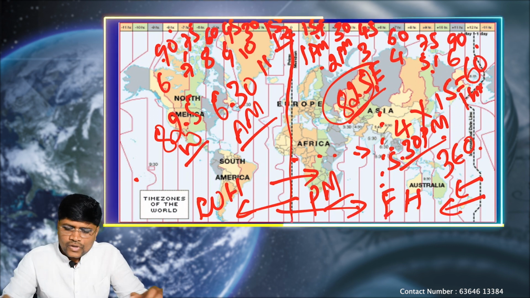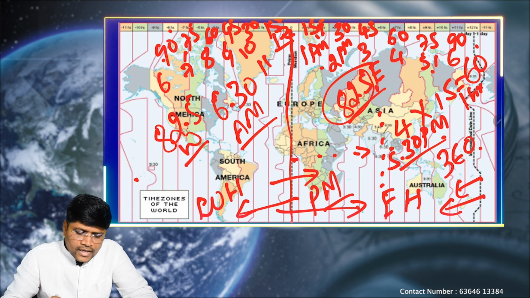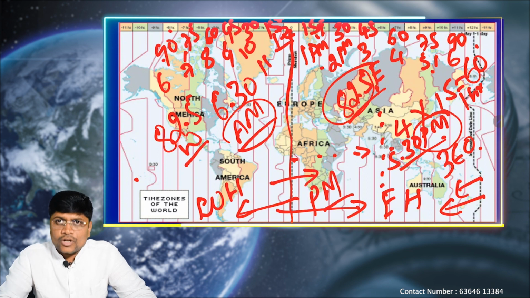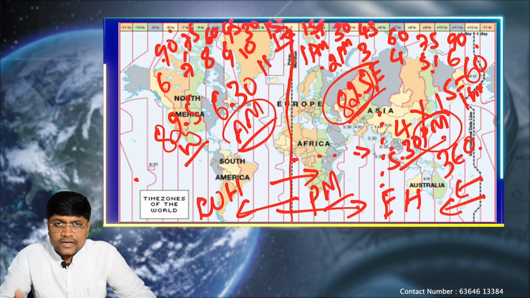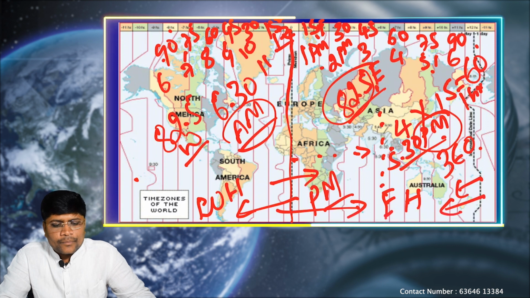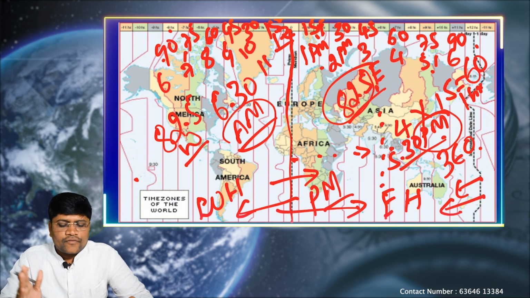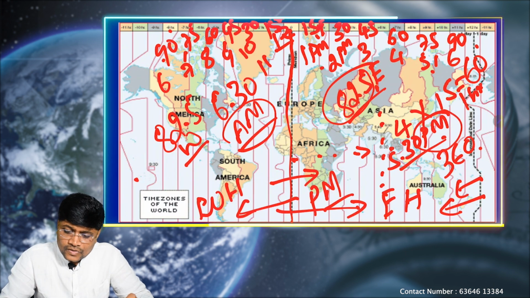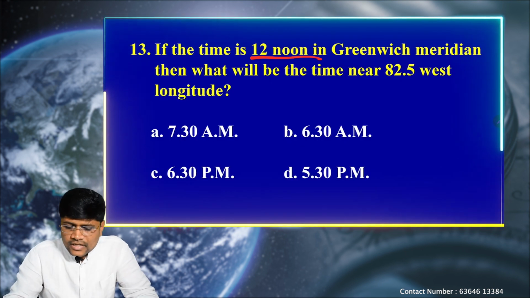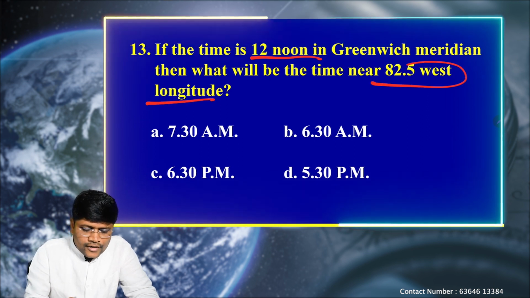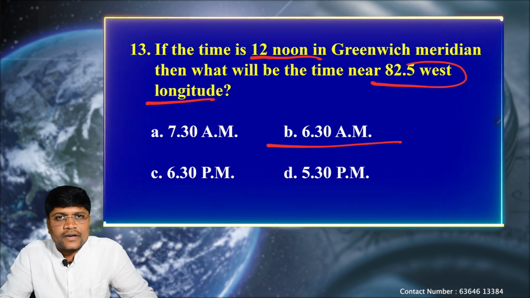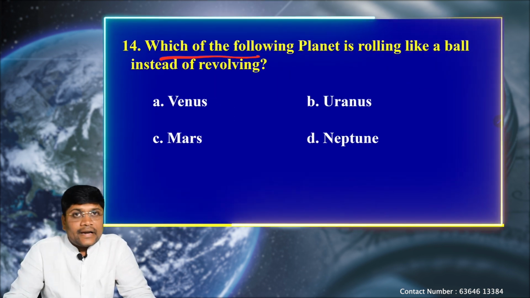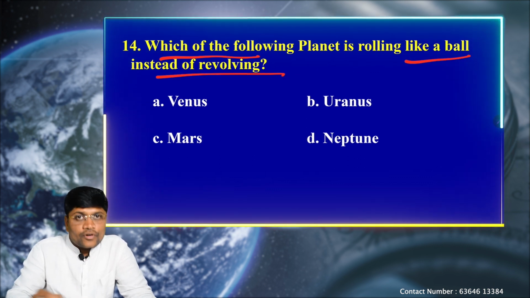We know that AM refers to ante meridian and PM refers to post meridian. When the longitude experiences the vertical sun rays, from that we calculate the prime meridian. After 12 o'clock, only the AM and the PM change. Let's see, if it is 12 noon at the Greenwich meridian, 82.5 west longitude will be exactly 6:30 a.m.